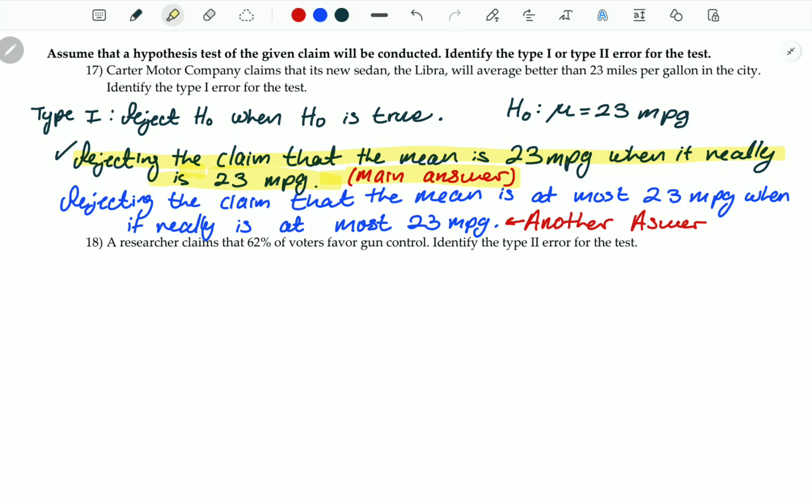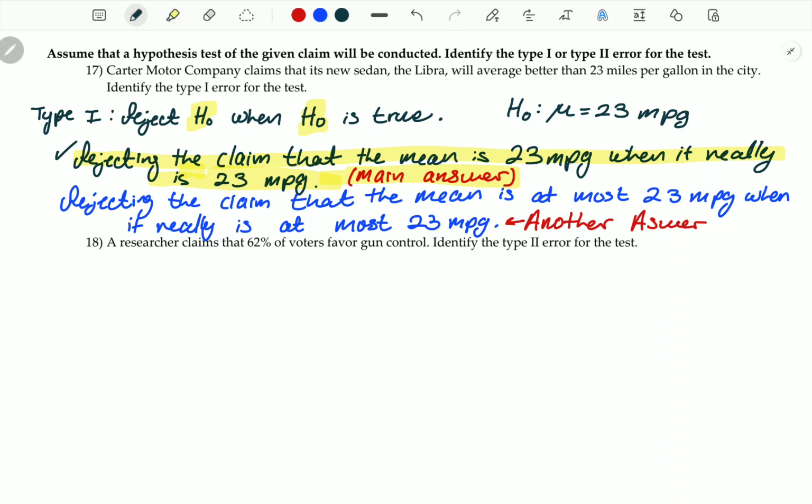So that is how you write your type 1 error. First thing is first, state the null hypothesis, then fill in the null hypothesis into the selected spots. And remember, you're rejecting the null hypothesis, rejecting the claim that the mean is 23 miles per gallon, but in reality, that statement is true. Really, it is 23 miles per gallon. You rejected the truth.